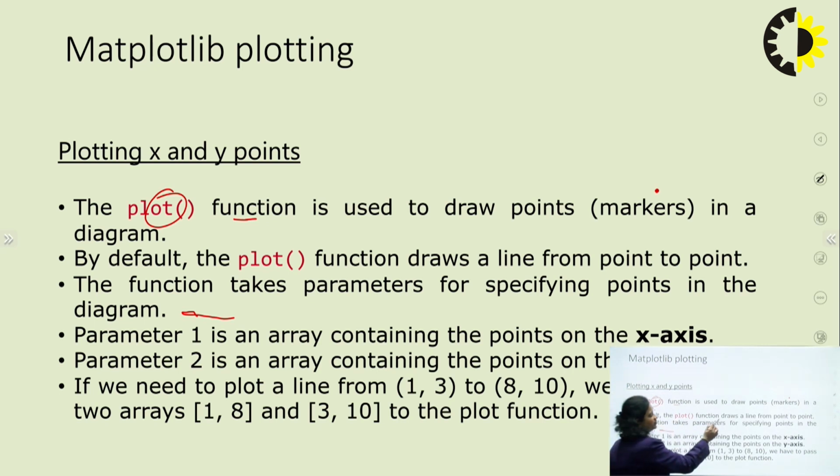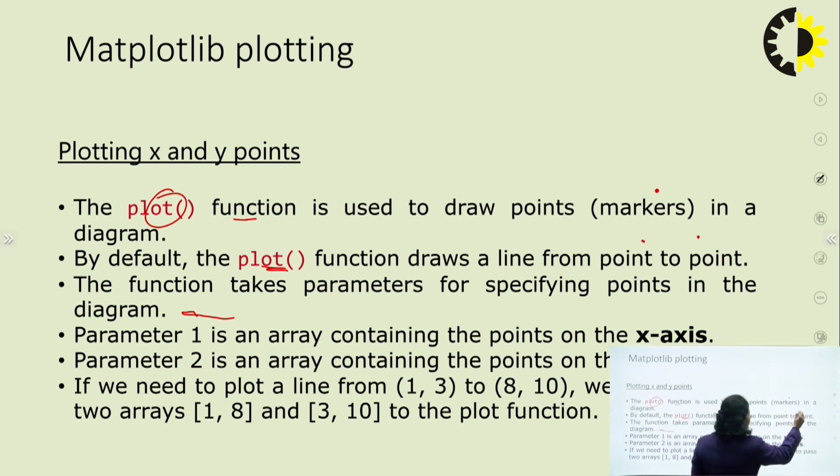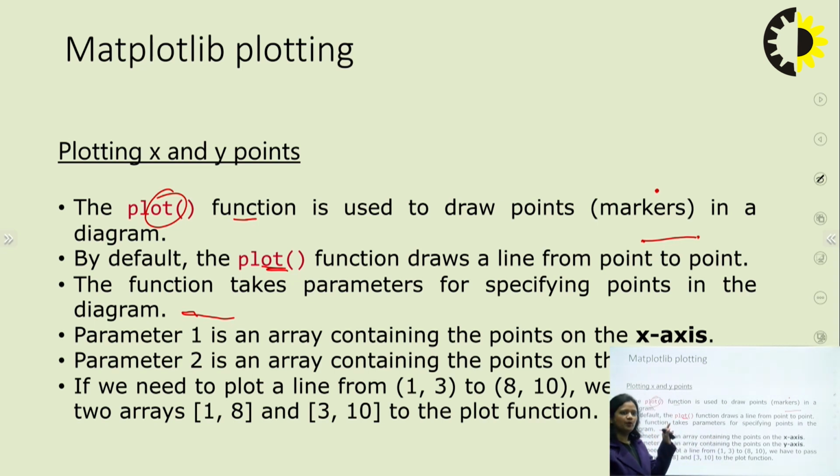By default, the plot function draws a line from point to point, or we can say from marker to marker. The function takes parameters for specifying points in the diagram. The plot function takes two parameters, the x parameter and the y parameter, in which we include the x points and the y points. Parameter 1 is an array containing the points on the x-axis.